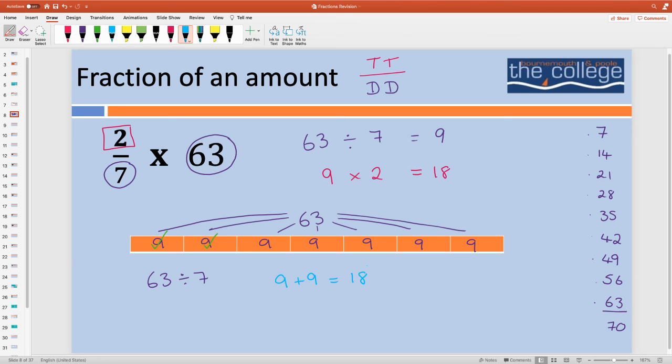And we have it. Times by the top, divide by the denominator, or divide by the denominator times by the top, or put it all into boxes, split it up, and choose the bits that you want.